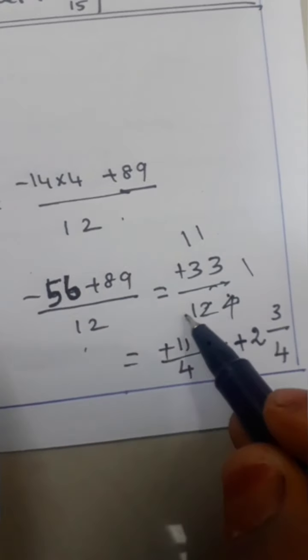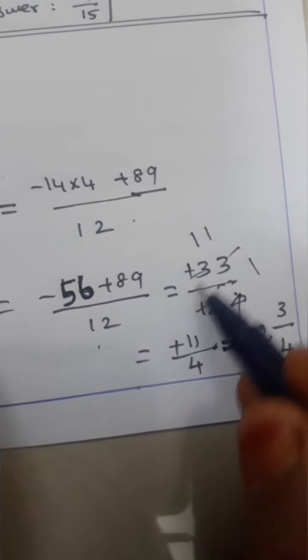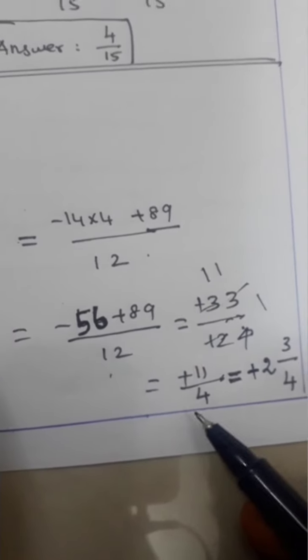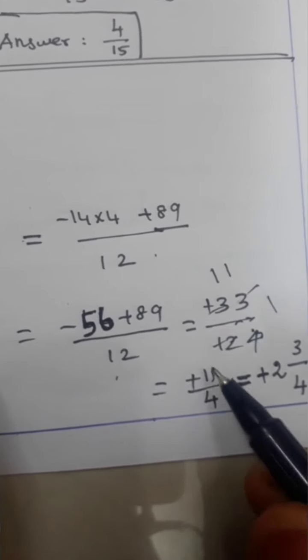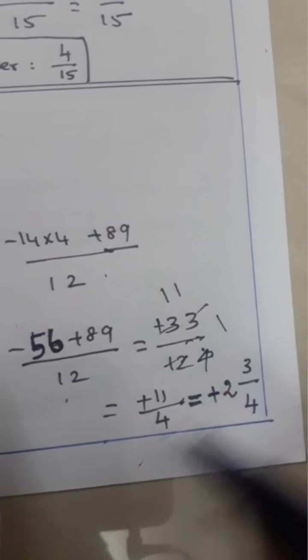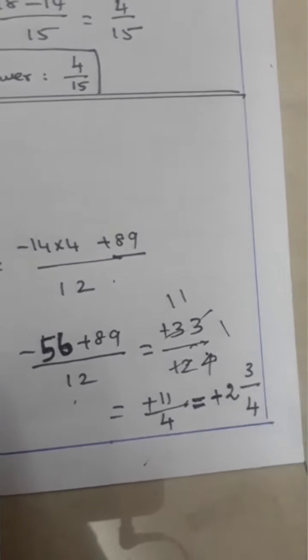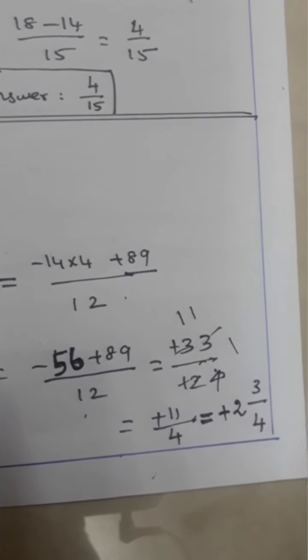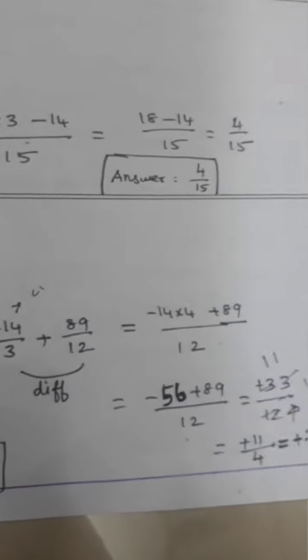Strike out the number. Use a pencil and strike out the number. 11 by 4, so giving 11 by 4 is also correct. If you change it to the improper fraction, it is 2 3 by 4. 4 2s are 8 first, right? 8, after 9, 10, 11, 3. 3 by 4 is the only answer.